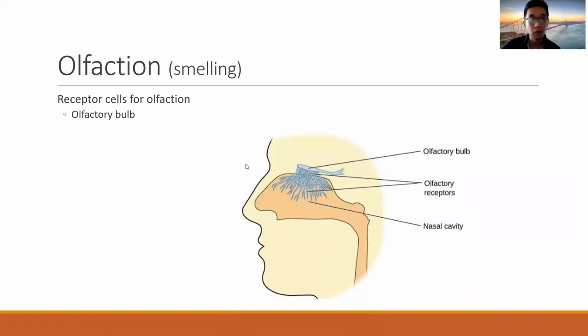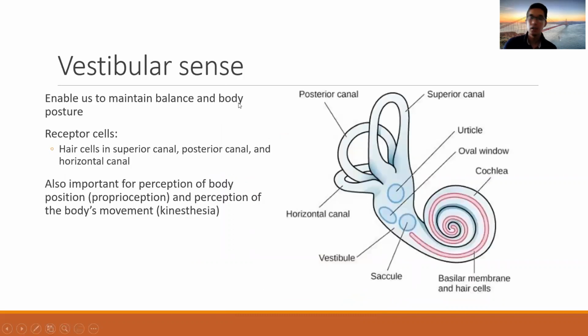And olfaction is about smelling. We can smell different smells because there are sensory receptors inside our nose. The sensory receptors are olfactory bulbs. They're located inside of the nose. That's smelling, olfaction. And the next one is the vestibular sense.